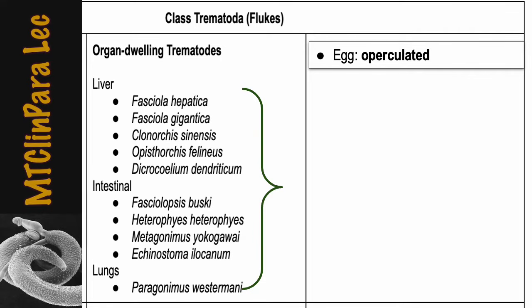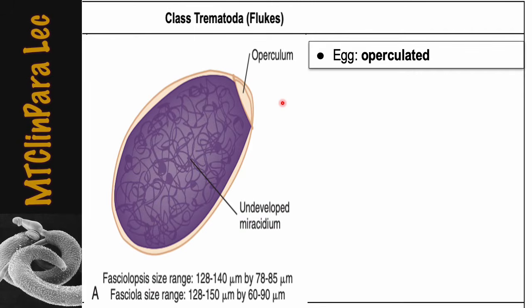So let's talk first about the organ-dwelling trematodes. When we say organ-dwelling trematodes, that means these particular parasites usually invade the organs of our body. So we have your liver, intestinal, and lung trematodes. Most of these, or all of these rather, contain eggs that are operculated. So what do we mean by operculated? Here is an example. The eggs of your organ-dwelling trematodes are operculated or contain an operculum. This is a lid-like structure that opens up once the miracidium is already developed.